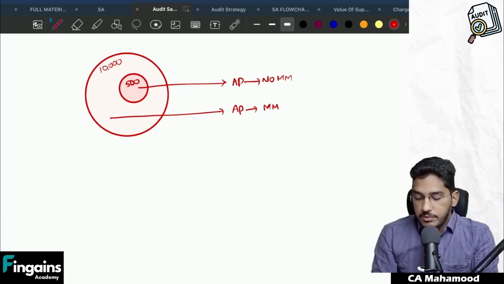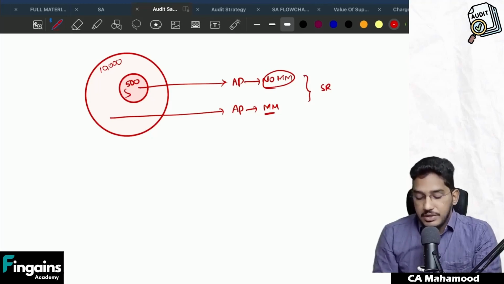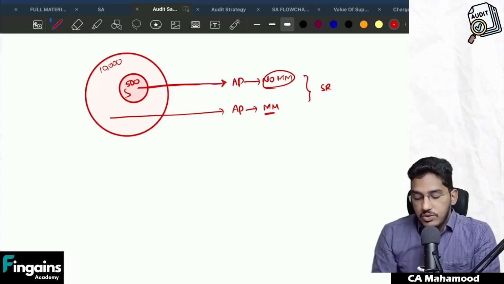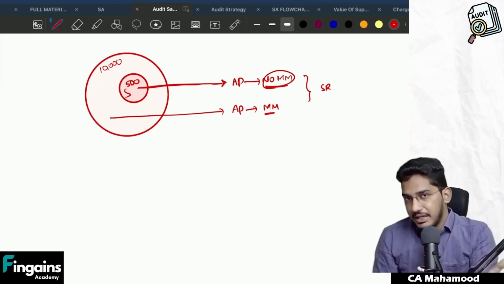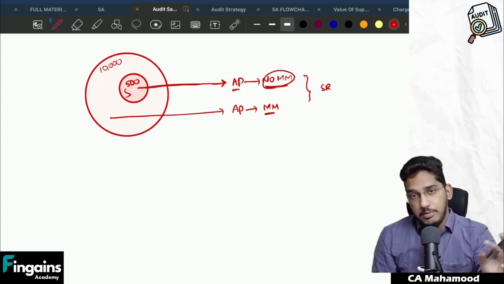So by performing audit procedures on the sample, I got some conclusion. If I perform the same audit procedures on the entire population, my conclusion would have been different. This risk only we call sampling risk. This is what I have told, risk of selecting an inappropriate sample. That means on the basis of the sample, you are forming wrong conclusions. You performed audit procedures on the sample and concluded that there is no material misstatement. If you would have performed the same audit procedures on the entire population, you might have concluded that there is a material misstatement.